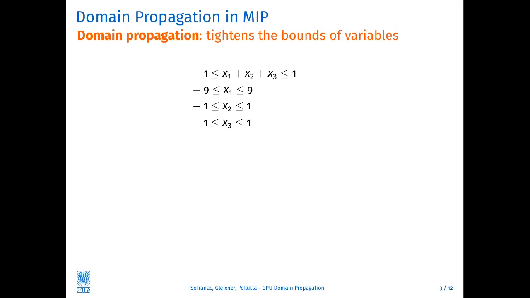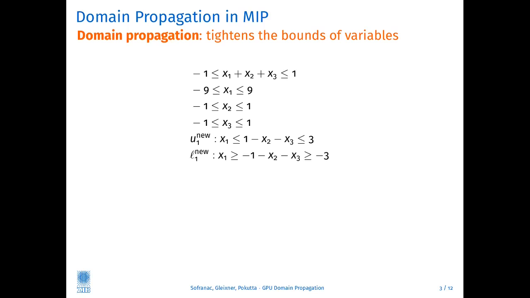We have a constraint which consists of three variables, and each variable has its lower and upper bounds. Let's first focus on the upper bound of variable 1. Even if the sum of the remaining variables takes its minimum value, which in this case is -2, x1 cannot take values larger than 3 without making the constraint infeasible. This is because it would violate the right-hand side. We conclude that x1 has to take values less or equal than 3.